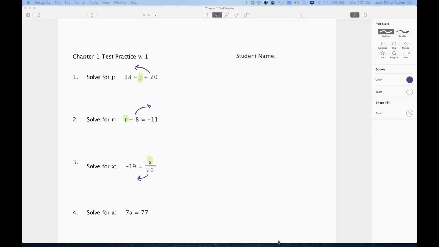All right, so 18 equals J plus 20. Some of you will want to try to do this in your head, and you're going to look at that and say 2. But let's go ahead and do the math. So plus 20, we subtract 20, subtract 20. Now here's the deal. It leaves J on this side, and it equals 18 minus 20. Okay, so 18 is positive, 20 is negative. So we're subtracting, we see that's 2.